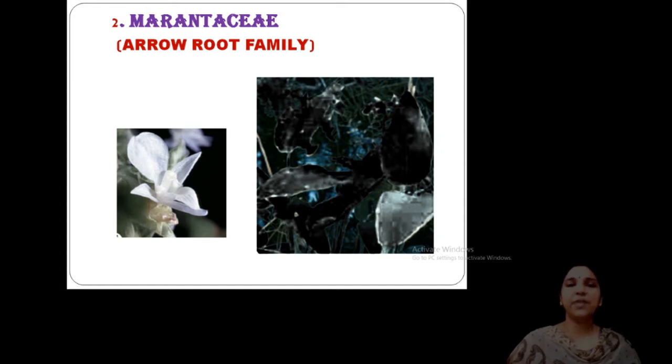So welcome back again. Now we are moving on to our second family of Zingiberales (Scitamineae), that is Marantaceae. Marantaceae is commonly known as the arrowroot family. Arrowroot is famous, as you know; it is an important part of our dish and a very important food item that we prefer.